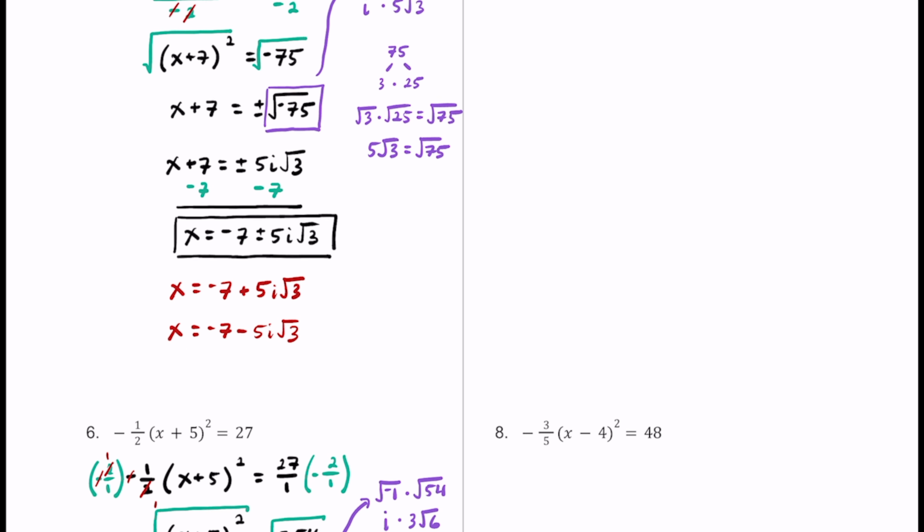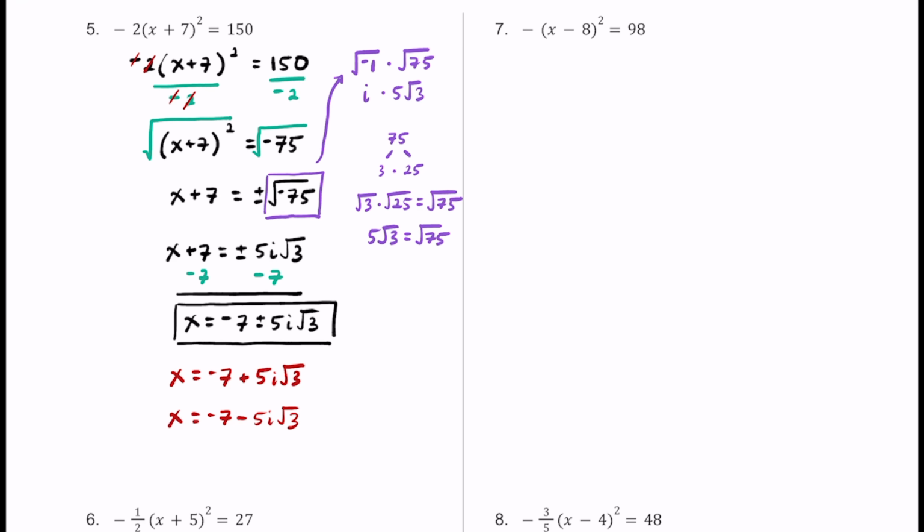Here's number 7. For number 7, we have the opposite, or a negative 1 multiplied by the quantity of x minus 8 squared is equal to 98. Okay, so we're going to get rid of that negative 1 that's in front, so we can do that by dividing both sides by negative 1. If we do that, then these negative 1's on the left side will cancel out with each other, and we're just going to have the quantity of x minus 8 squared is equal to negative 98 on the right side.